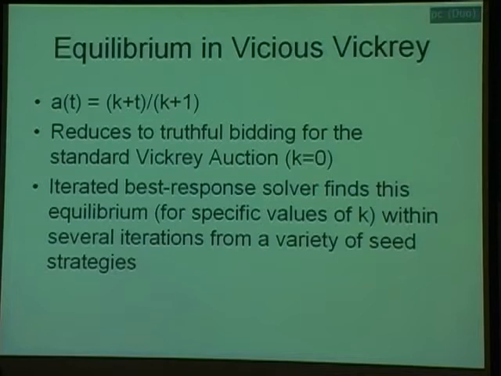As you can see, this K is a parameter that says how much I care about your disutility. So one special case is the usual Vickrey auction where K equals zero. I only care about my own profit. I don't care about yours at all. In that case, you can see that bidding your type is what falls out of that. And once again, my iterated best response solver can find that equilibrium for specific values of K, I should mention.